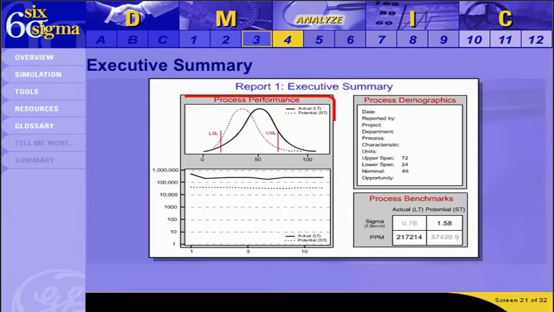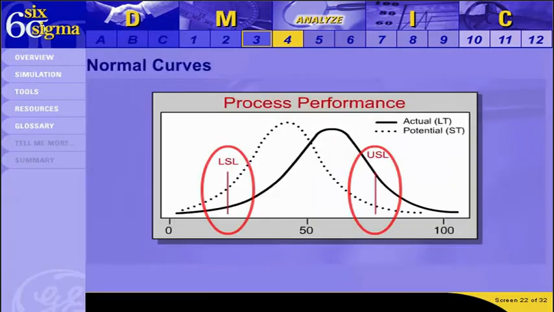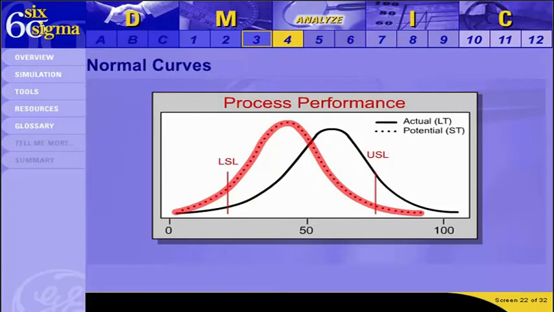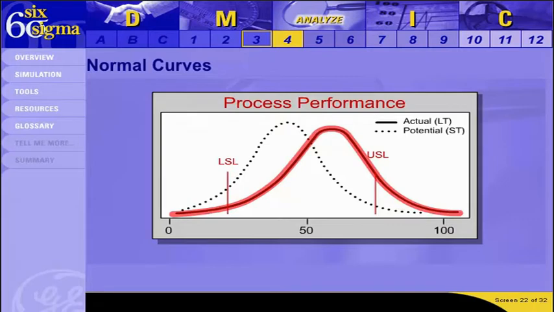Let's take a closer look at the process performance curves. The process performance graphs provide overall visual representation of the data. Click Next to continue. In this graph, the vertical lines represent the lower and upper specification limits for the data entry process step. The dotted line represents the short-term process capability, while the solid line represents the long-term process capability. The reason for the shift between the short-term and the long-term graphs is the expected drift of the process over time. As you can see, the defect rate is expected to increase as the process shifts. Click Next to continue.